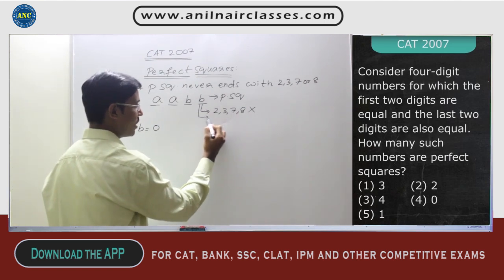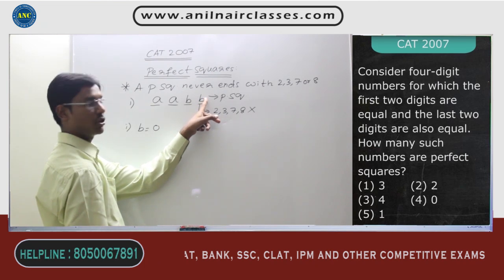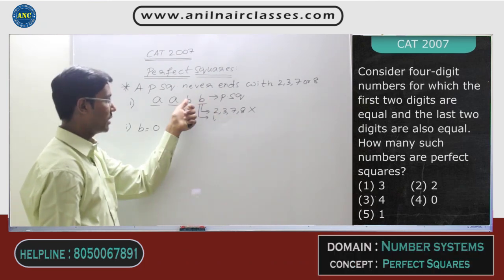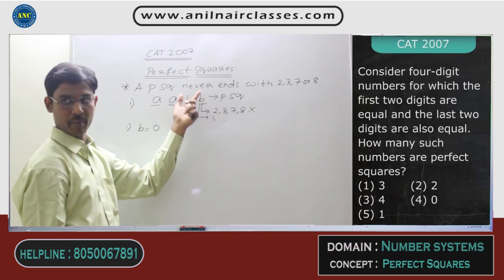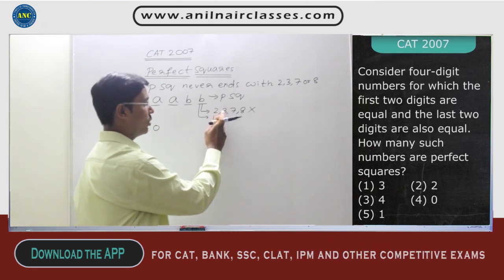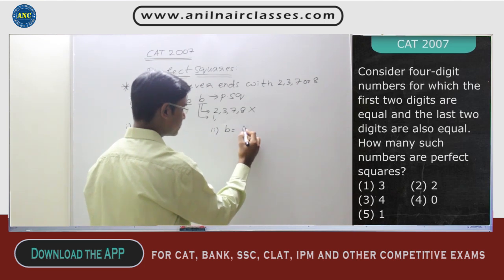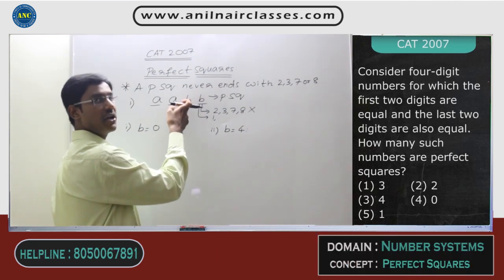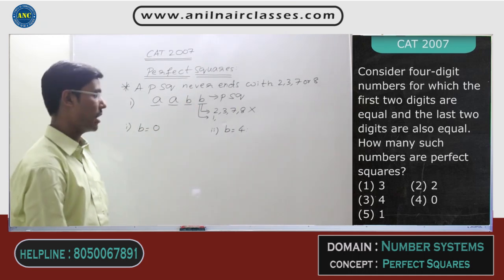Now can it be 1? No, it cannot be 1, because for a perfect square ending with 1, the tens digit should be even, like 81, 121, all those things. But these two values should be the same, and 1 and 1 is not an even number, so ruled out. It cannot be 2, it cannot be 3. Can it be 4? Yes, that is also a possibility, because for any perfect square ending with 4, the tens digit should always be an even number, like 64, 144. 4 is also an even number. This can be a possibility.